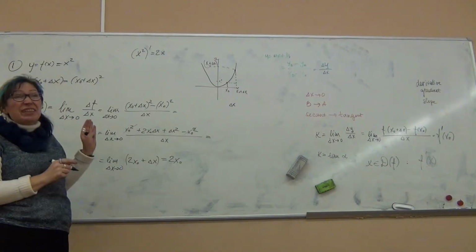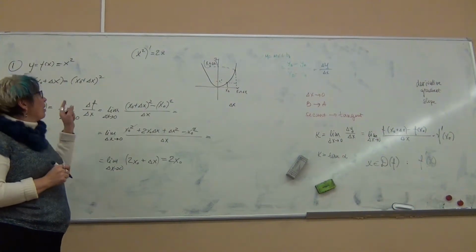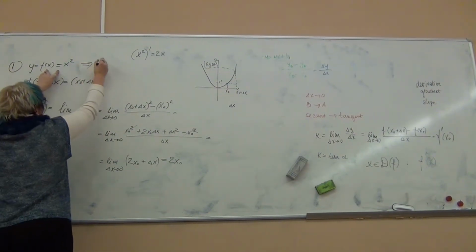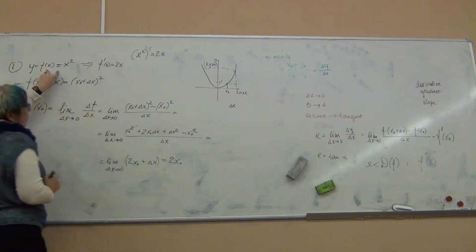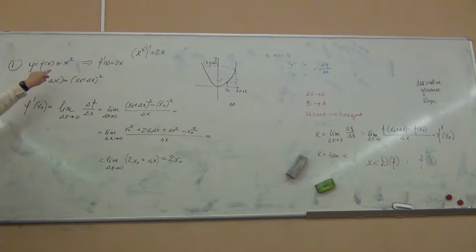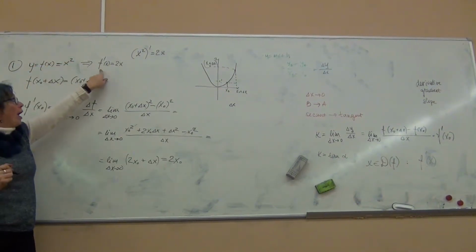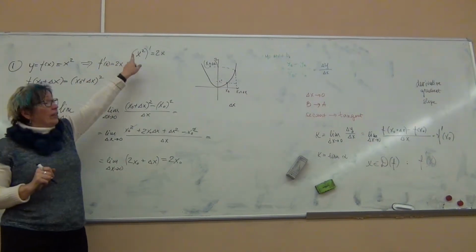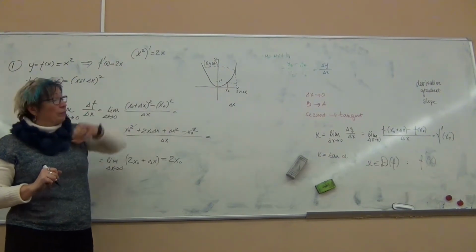And this is the derivative of the function y equals x squared. The derivative of this function, I can write it this way, f prime of x is 2x, which means the same thing. So I can write it like this. I can write f of x is this, then f prime of x, the derivative, is this. I can write it like this, x squared in brackets prime, derivative is this.